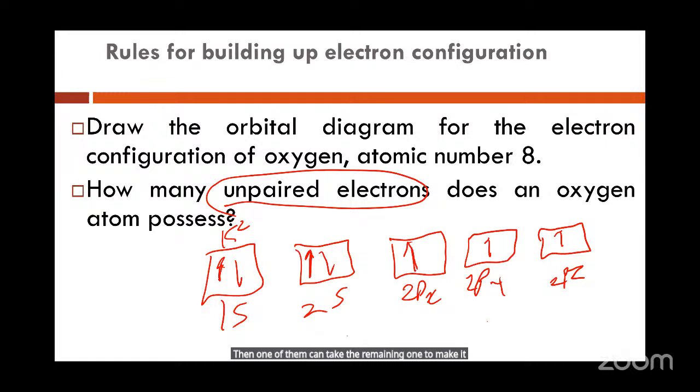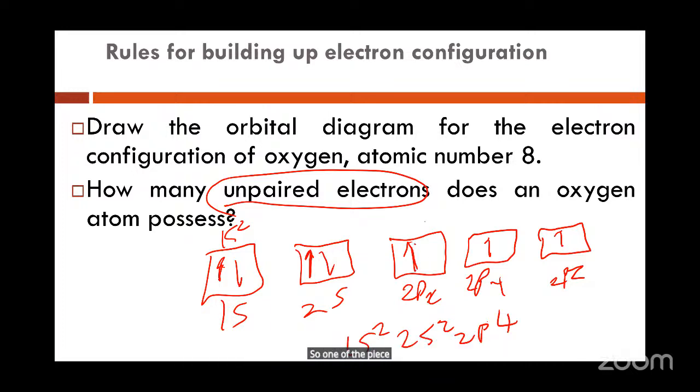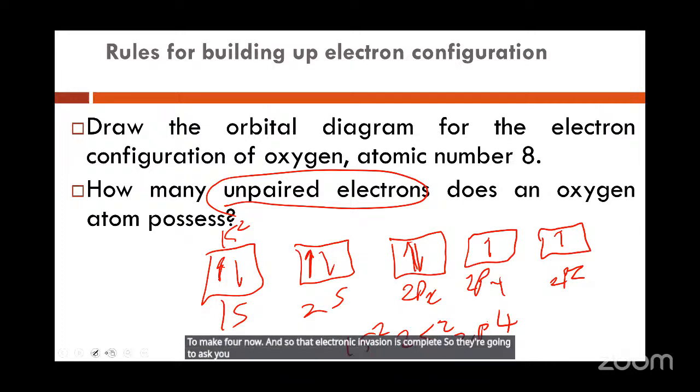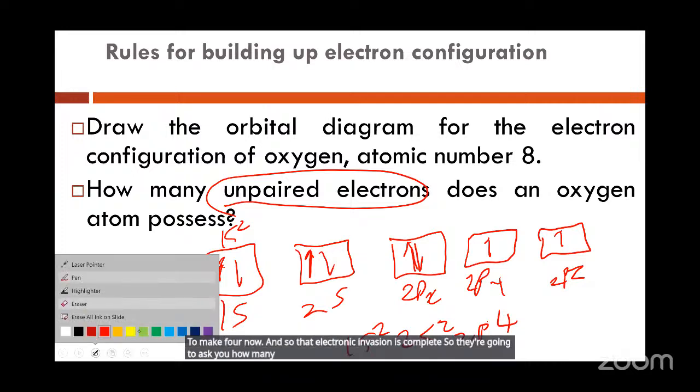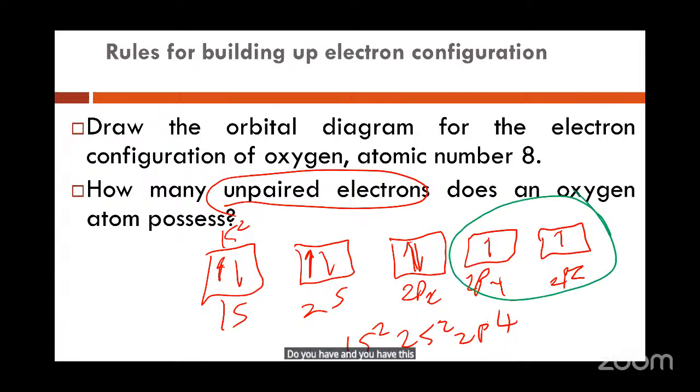You remember what you have is 1s2, 2s2, 2p4. So one of the p's can have one of them to make 4 now. And so that electronic configuration is complete. So they can now ask you, how many unpaired electrons do you have? And you have this. So you're going to say 2 unpaired electrons.